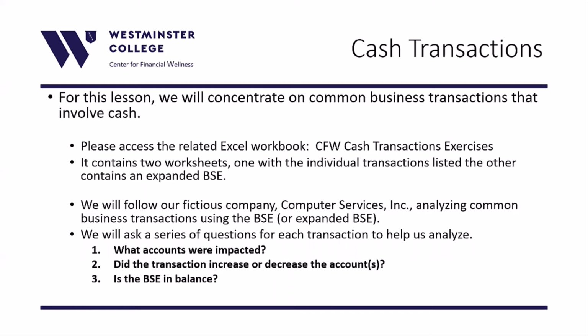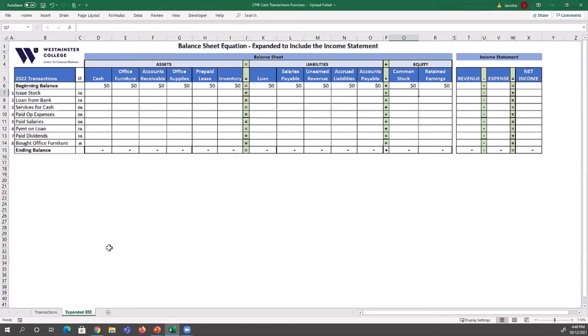In this lesson, you will be actively participating. So I need you to go find, open, and save the related Excel workbook, CFW Cash Transaction Exercises. It should be in Canvas. Please review the workbook and ensure that there are two worksheets. One lists the transactions that we'll analyze, and the second worksheet contains the balance sheet equation. Let me flip over to that for a minute. Here's the transactions. Here's the balance sheet equation, and you notice there's an addition to it. We will learn a little bit about this additional portion as we review some of our transactions.